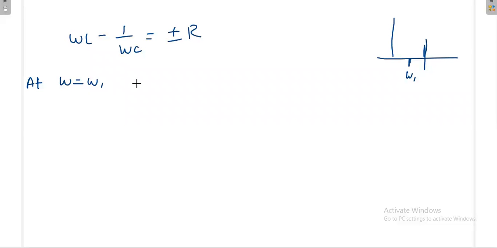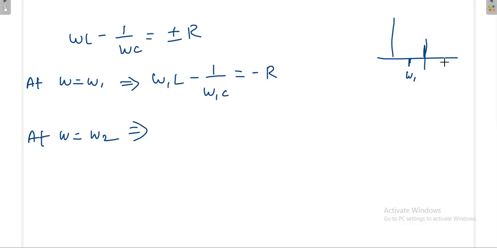Okay, so when omega is equal to omega 1, omega 1 L minus 1 by omega 1 C is equal to minus R only. You will not get plus R because the second term will dominate. Similarly, when omega is equal to omega 2, omega 2 means you are at high frequency. When high frequency is there, the first term will dominate. This term will become low, so you will get the positive R. So omega 2 L minus 1 by omega 2 C is equal to plus R.